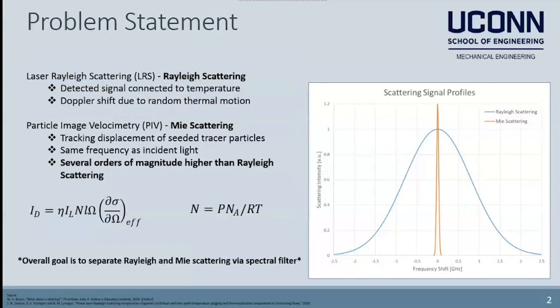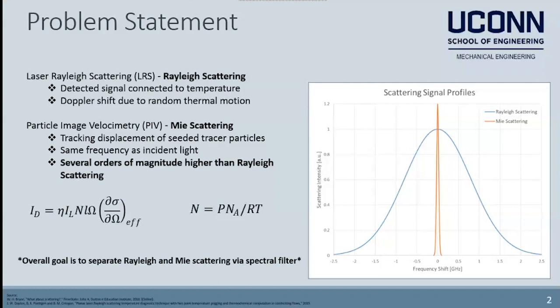The effective Mie scattering cross-sections are 10 to 20 orders of magnitude higher than that of Rayleigh scattering. This high-intensity Mie scattering pollutes the flow field, thus inhibiting any possibility of capturing Rayleigh signal. Therefore, simultaneous LRS and PIV measurements are not currently possible in the lab.